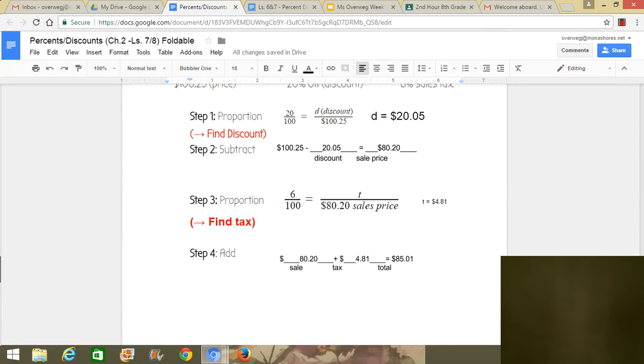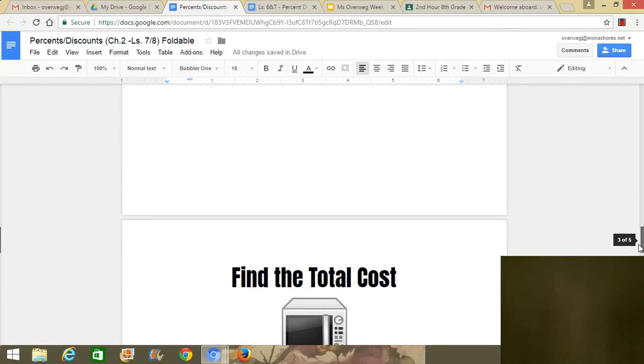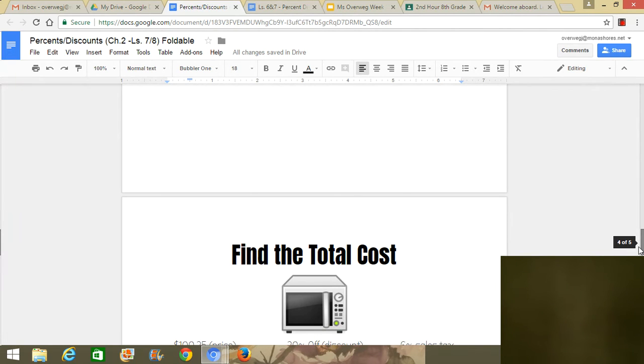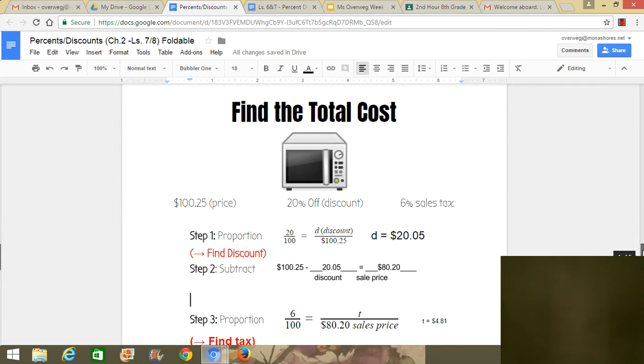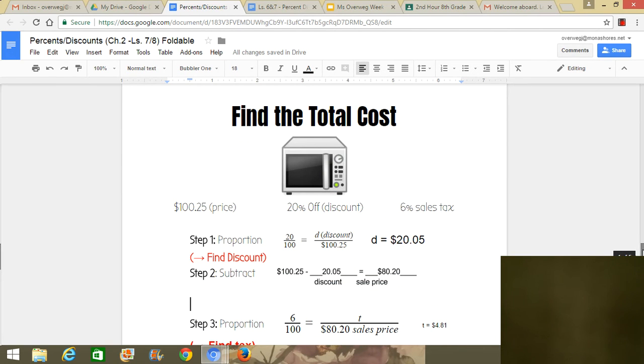This is a pretty involved thing, but no need to freak out or anything. It will be fine. So we are going to go ahead and get started on that. And then when we're done, we are going to do a couple practice problems together. So please turn to your foldable and find the one that is labeled Find the Total Cost.